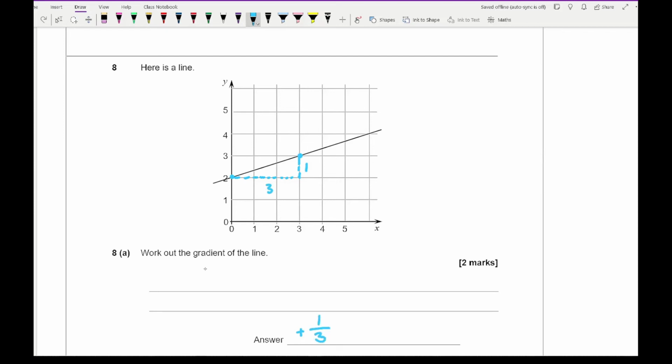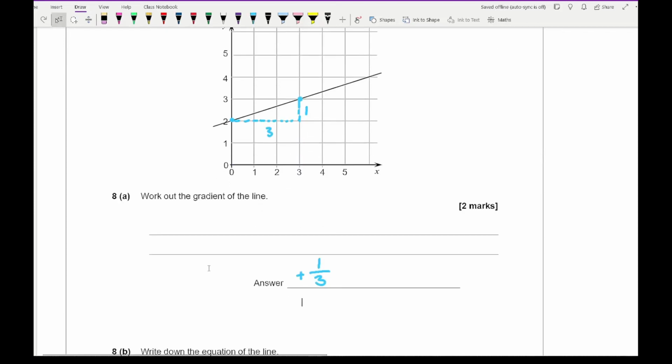So the gradient is going to be 1/3. Again, another coordinate you could have had is this one here and that one there, in which you could have had the same triangle, or you could even have a big triangle of this here. And that's going to be 2, that's going to be 6. So it's 2/6, but it's still going to give you a positive 1/3.